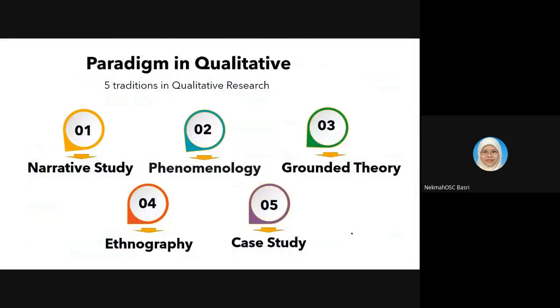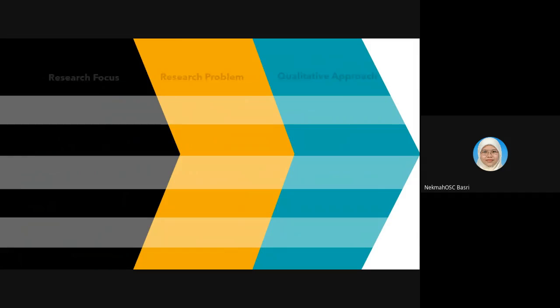Okay, there are 5 traditions in qualitative research. First is narrative studies, second phenomenology, third grounded theory, ethnography, and finally case study. In this part we talk about the research focus, the research problem, and the approach we're using.